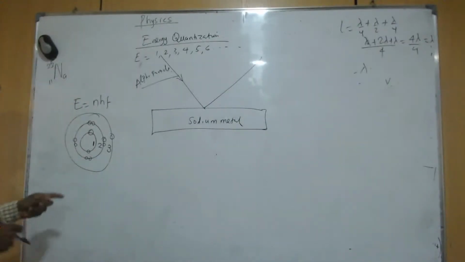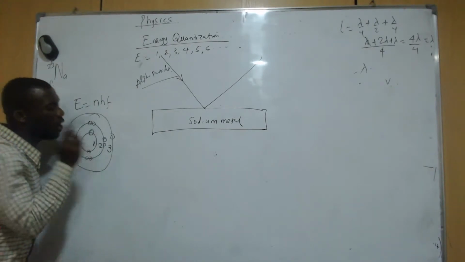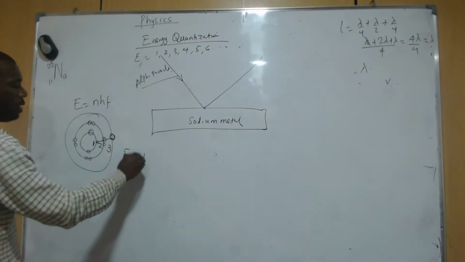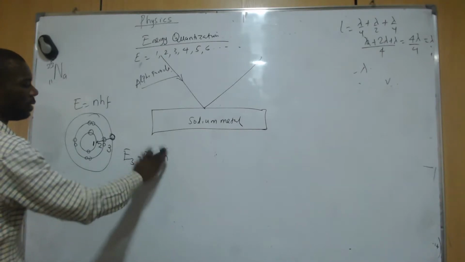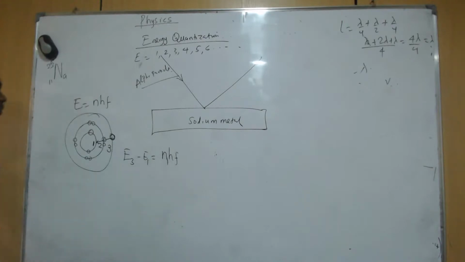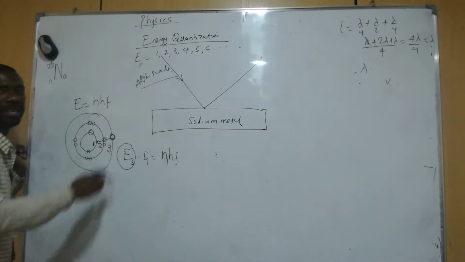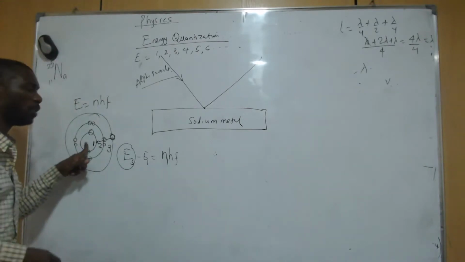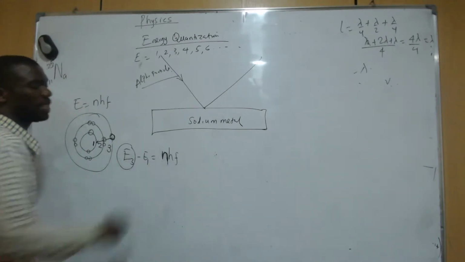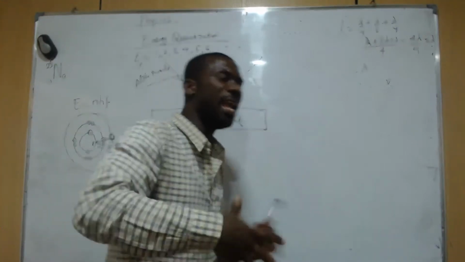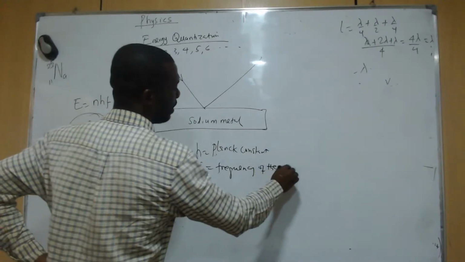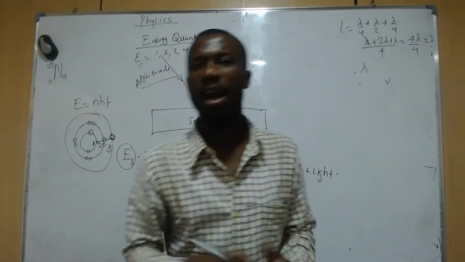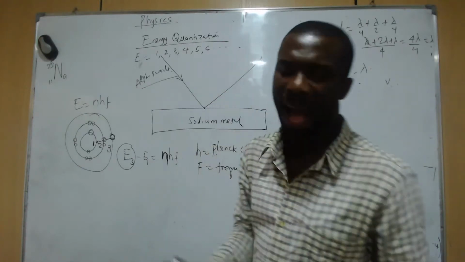Now, if we have a metal from which electrons leave, E3 minus E1 is equal to nhf. E3 represents the energy level in the upper state, which is orbit 3. E1 represents the energy level in the lower state, which is orbit 1. Then n represents the principal quantum number, that is the energy level of the incident light, that is the light coming either from the sun or from the alpha particle or from a star or anything.